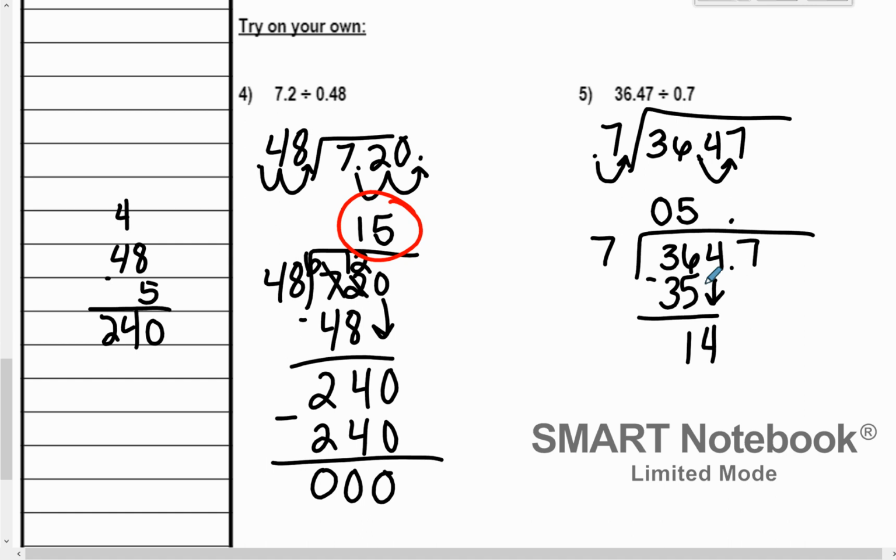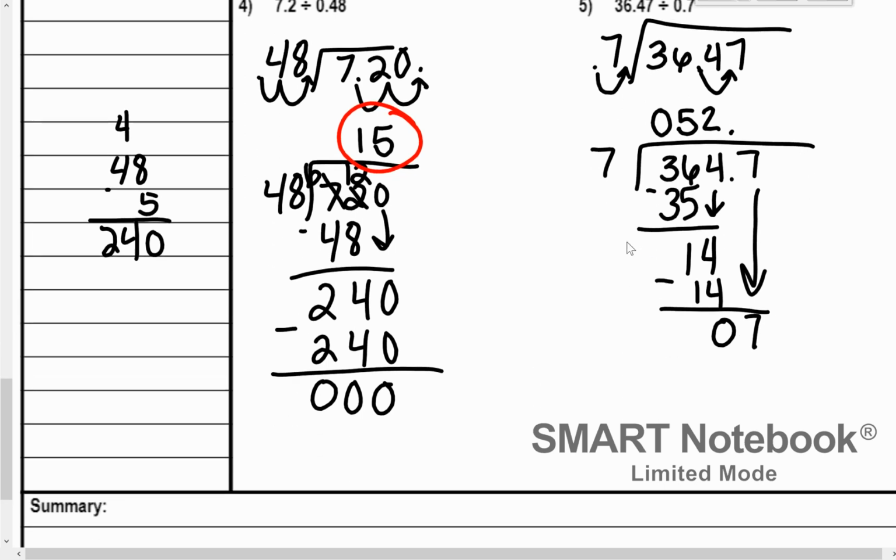7 can go into 14 twice. 2 times 7 is 14. We subtract to find our remainder and then bring down our next number. Notice how we don't bring down the decimal because we already translated it up into our answer, so we don't need to do anything with it when we're dividing.